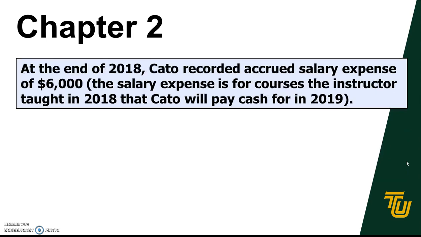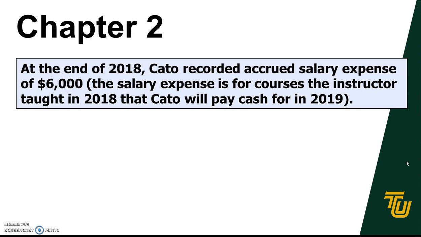At the end of 2018, Cato recorded accrued salaries expense for $6,000. Salary expenses for courses that the instructor taught in 18 that Cato will pay cash for in 19. What we're saying here is that towards the end of December, we had our instructor go out and teach a course. They earned $6,000 by doing so, but we haven't paid them yet. We owe them that $6,000.